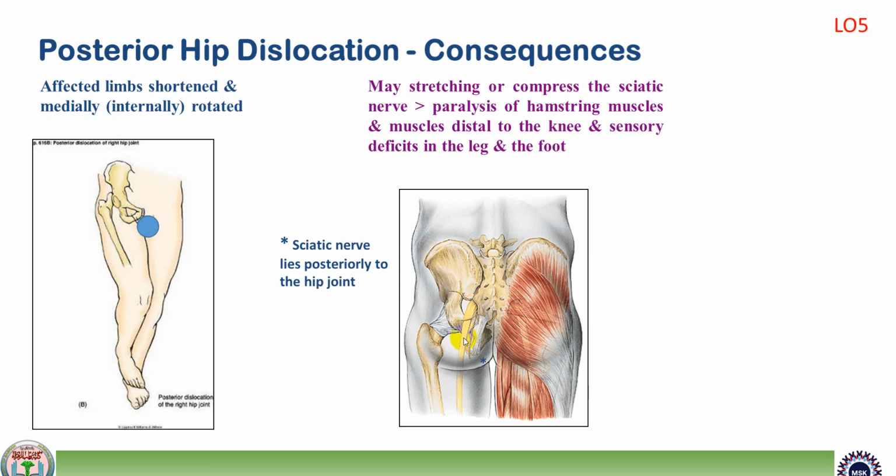When the dislocation is posterior, as you know, the sciatic nerve lies posteriorly, so this dislocation might injure the sciatic nerve. If a patient comes with a posterior hip dislocation, you have to check the integrity of the sciatic nerve. How do we examine integrity? By assessing the structures supplied by the sciatic nerve, which are the hamstring muscles, responsible for part of hip extension and knee flexion, the muscles of the ankle and foot distal to the knee joint, and sensory deficits in the areas supplied by the sciatic nerve in the leg and almost all the foot.